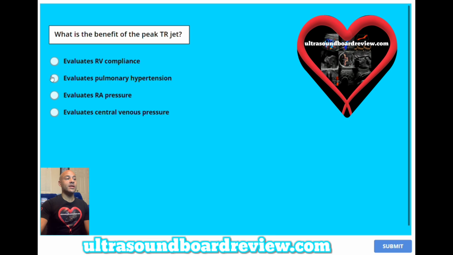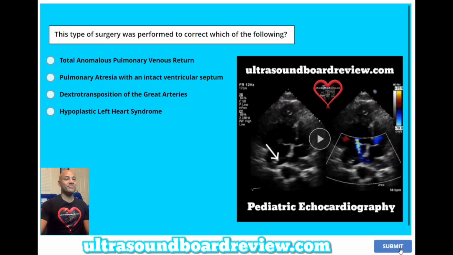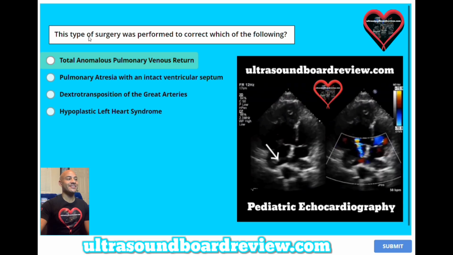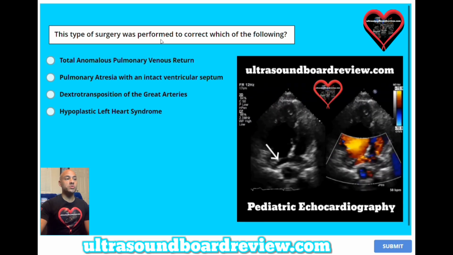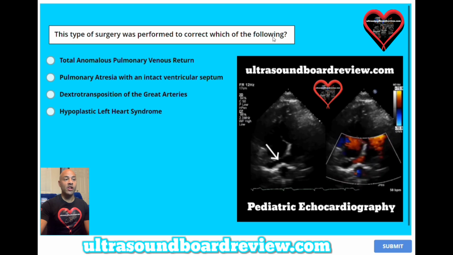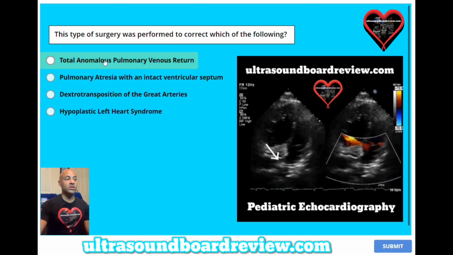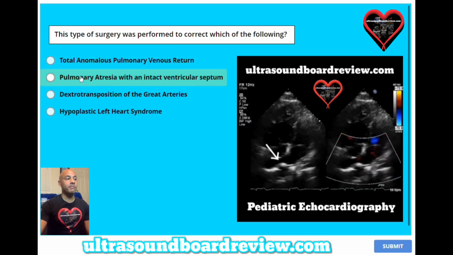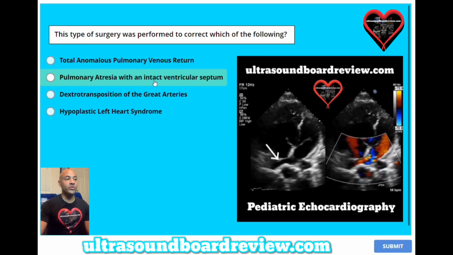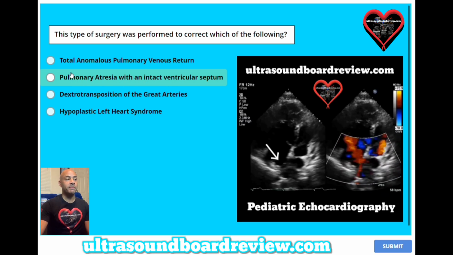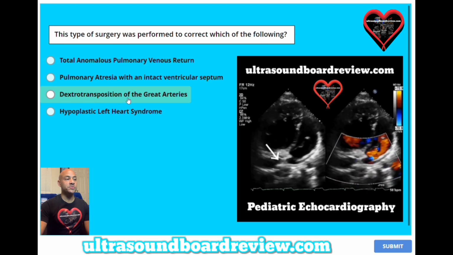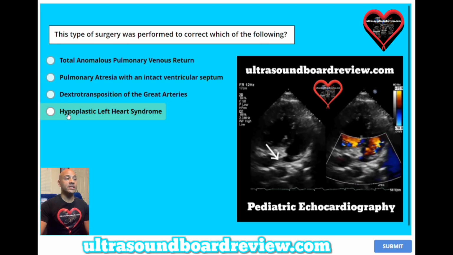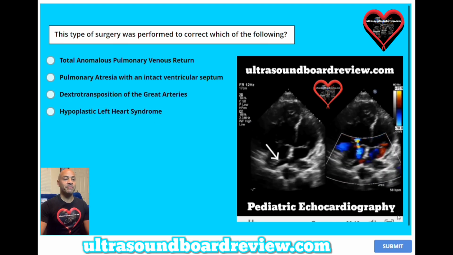The answer is B. Evaluates pulmonary hypertension. Question 110. This type of surgery was performed to correct which of the following? A. Total anomalous pulmonary venous return. B. Pulmonary atresia with an intact ventricular septum. C. Dextrotransposition of the great arteries. Or D. Hypoplastic left heart syndrome.